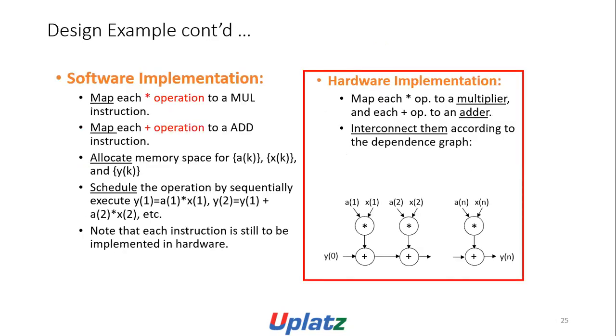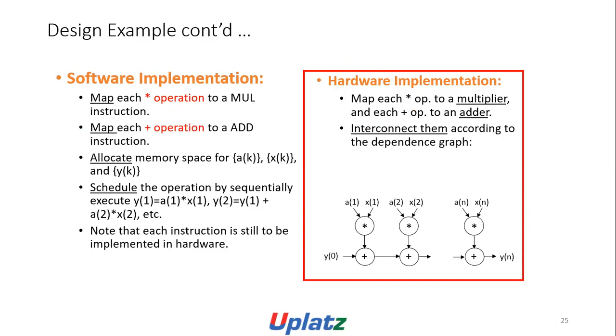Software implementation: match each star operation to a multiplication instruction, match each plus operation to an add instruction, and allocate memory space for a_k, x_k, and y_k. Schedule the operations by executing them sequentially: y1 is a1 times x1, y2 is y1 plus a2 times x2, etc. Note that each instruction is still to be implemented in hardware.